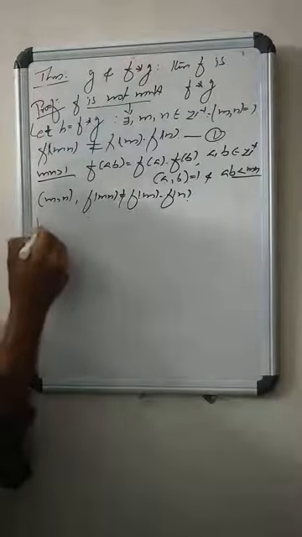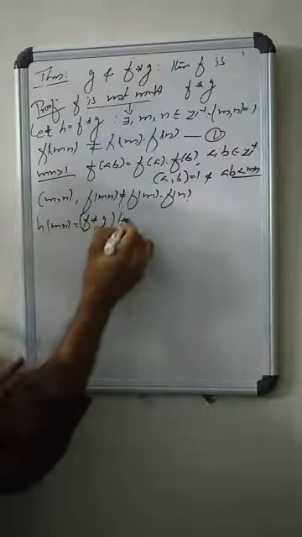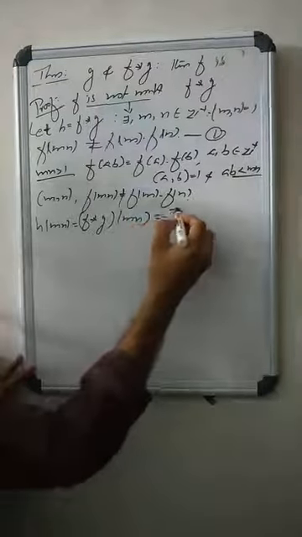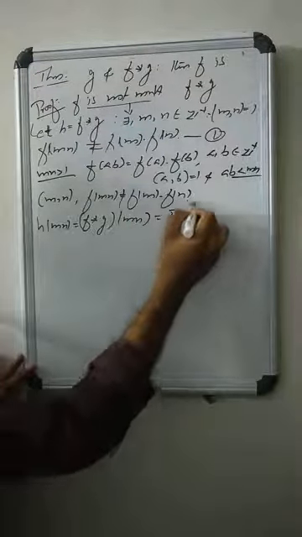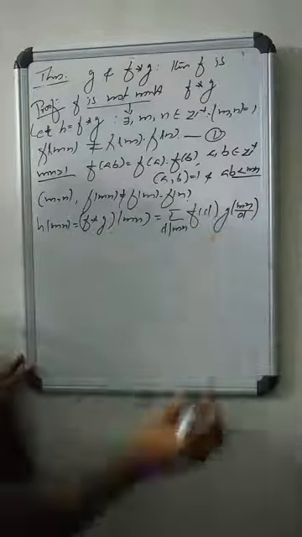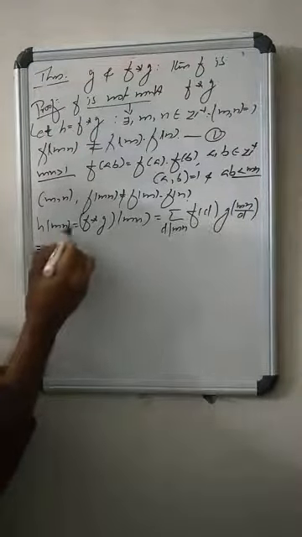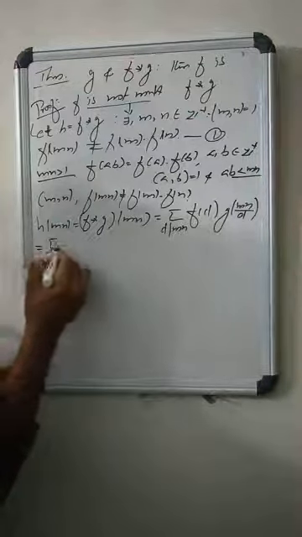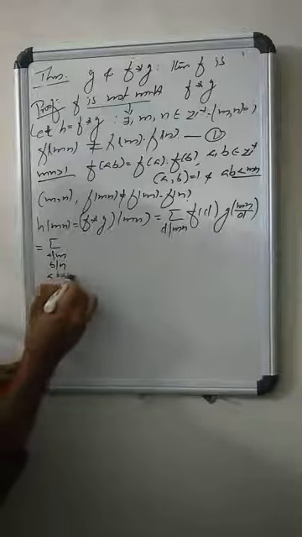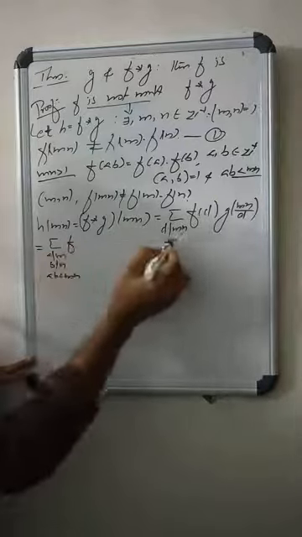That means, what is h of MN? h of MN equals f star g of MN. By the definition of the Dirichlet product, it is the sum over d dividing MN of f of d into g of MN by d. So that equals, by the choice of M, N, A and B, the sum over A dividing M, B dividing N, and AB less than MN, of f of d.